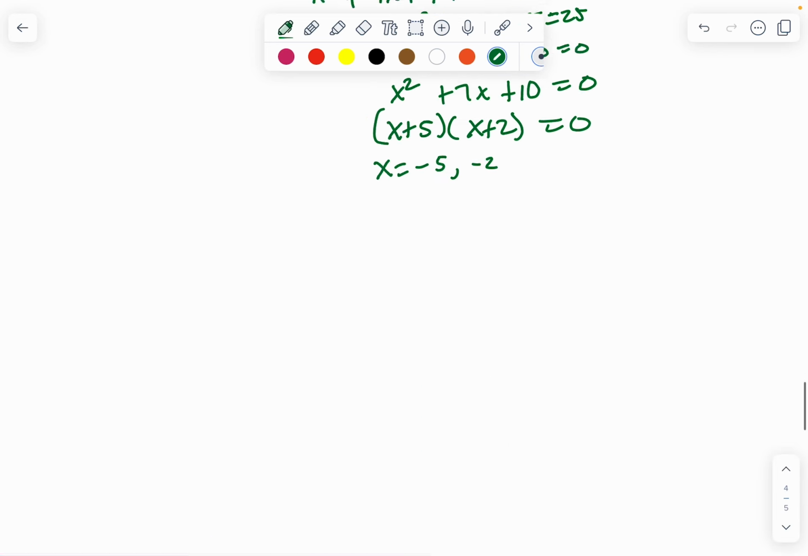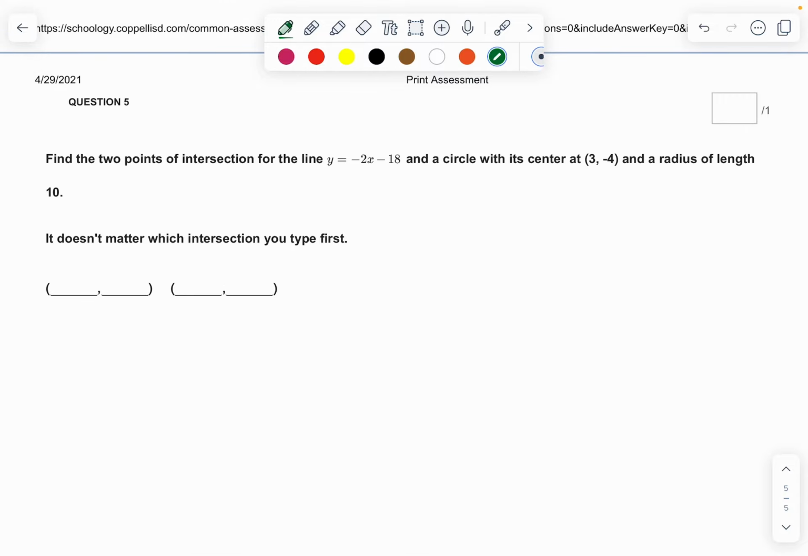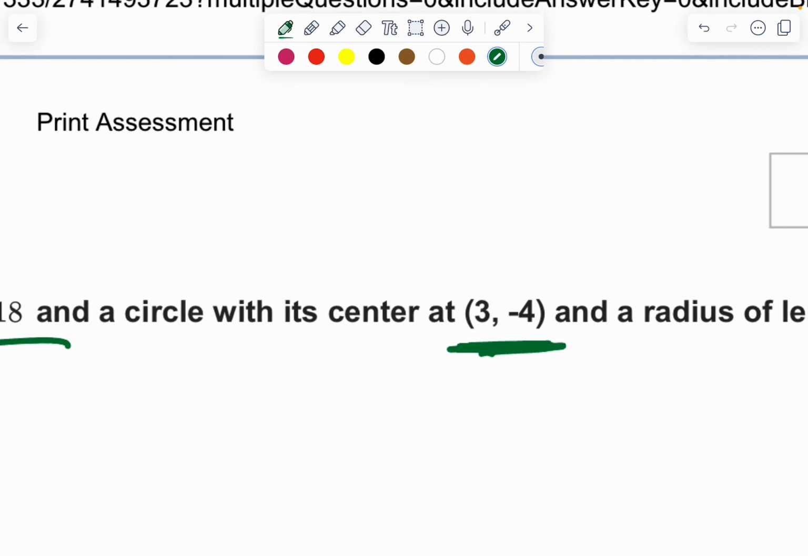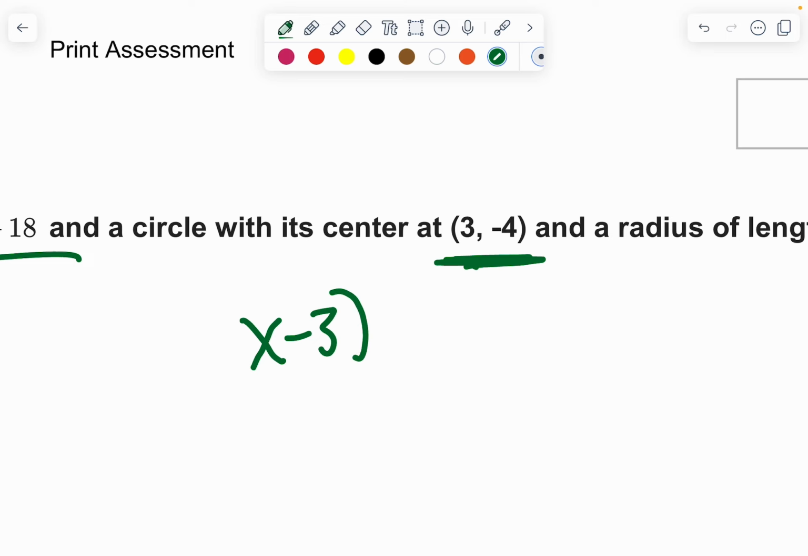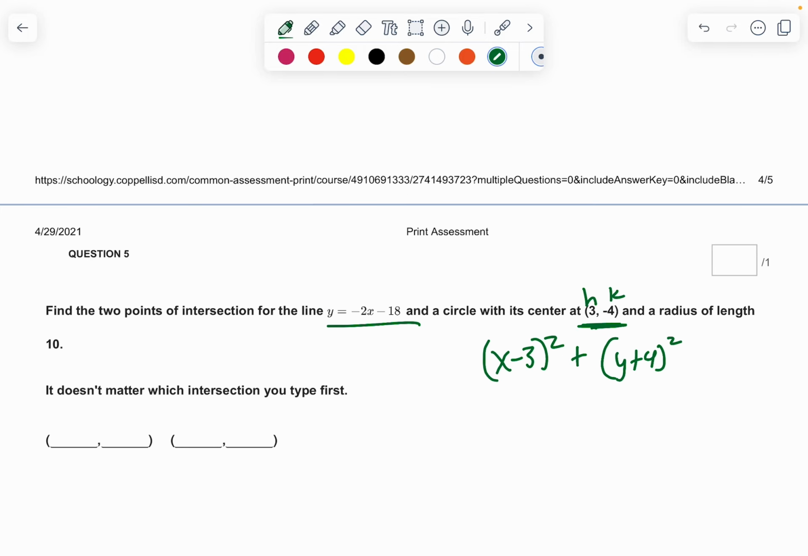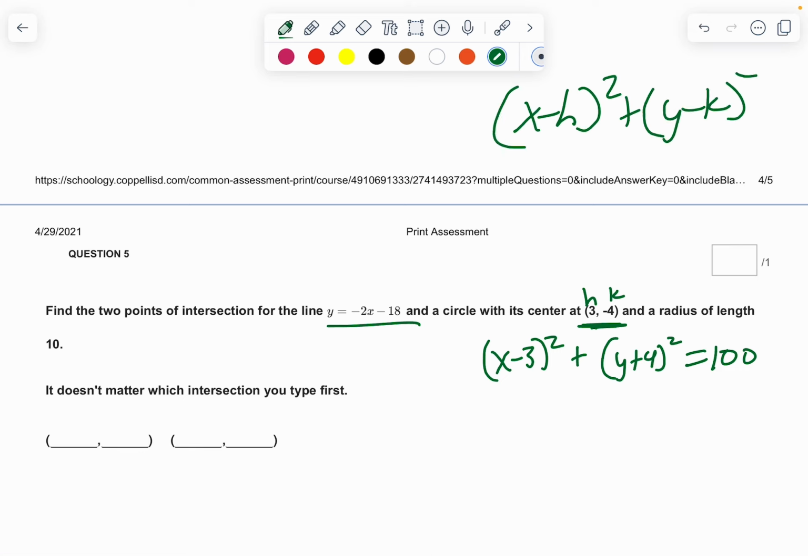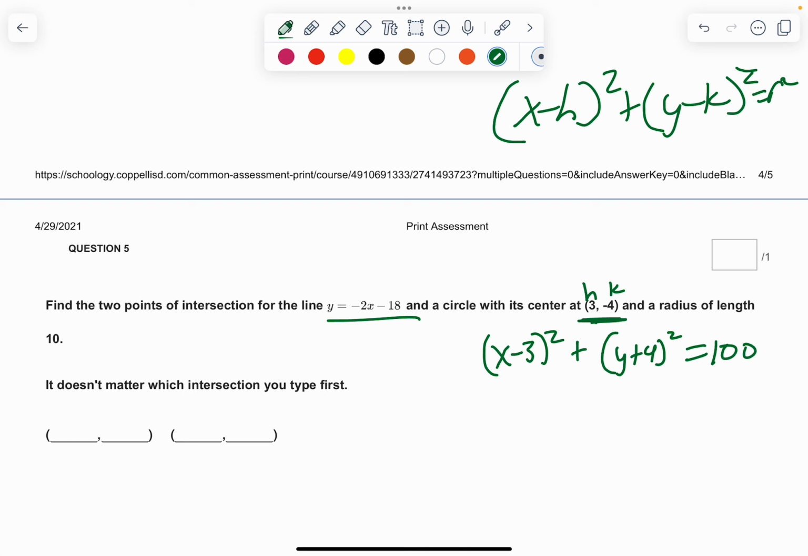All righty. One more. So I gave you the line. Oh, we got a little bit of work. If that's the circle, if that's the center, so first we have to write the equation of the circle. That would be (x - 3) squared. Remember, this is (h, k), plus (y + 4) squared equals 100. It is (x - h) squared plus (y - k) squared equals r squared. Okay. So this is the equation: (x - 3) squared plus (y + 4) squared equals 100.